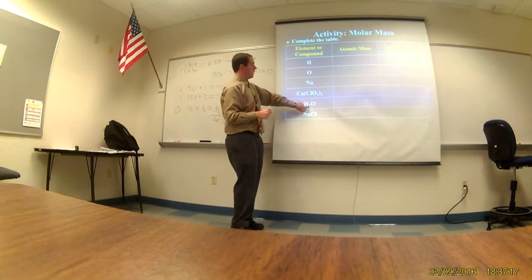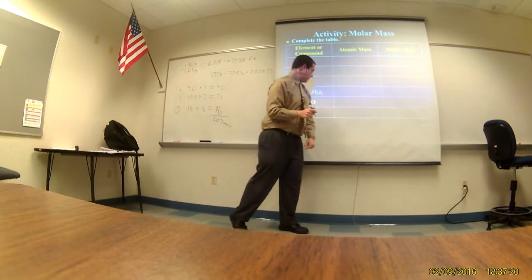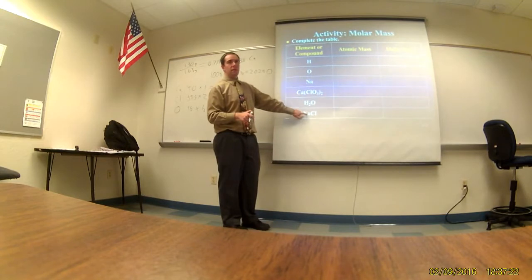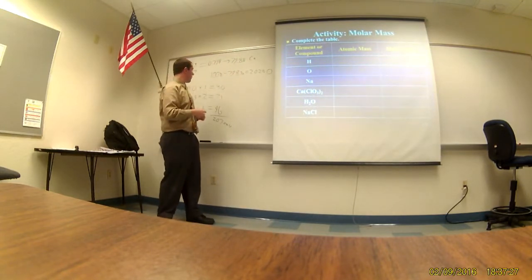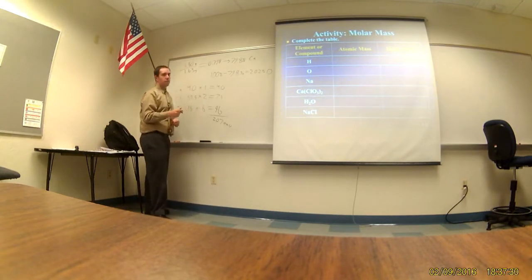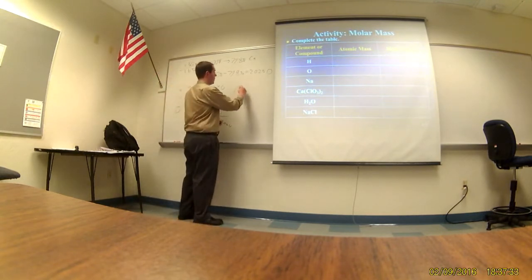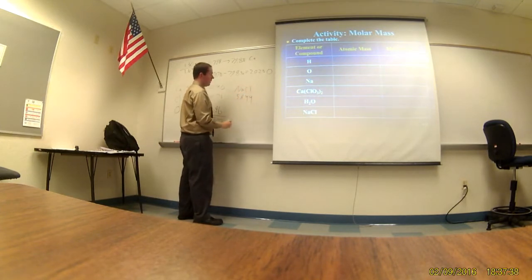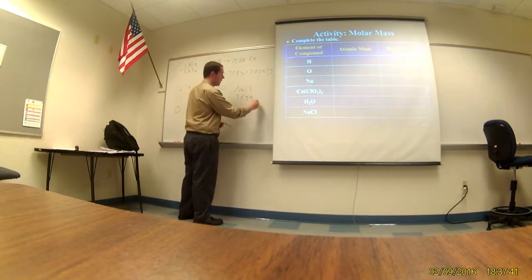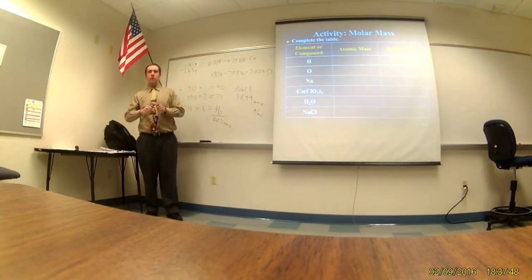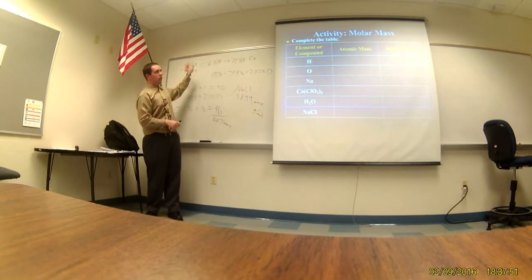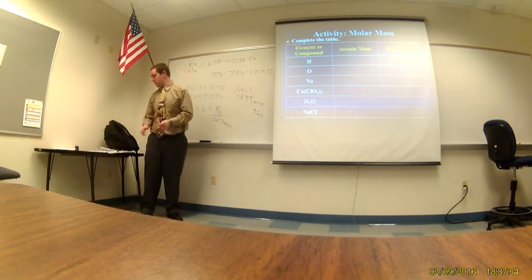We already did water. We said it was 18, so it's going to be 18. Sodium chloride. Add sodium plus chloride. We got 23, 58.44. So sodium chloride is 58.44 AMU, but also grams per mole. You're going to be doing this type of thing a lot the rest of the semester.